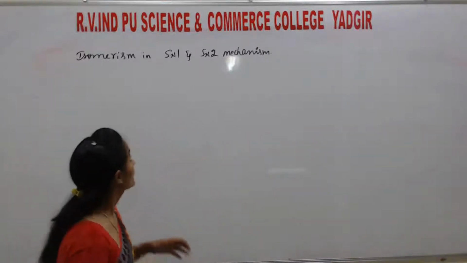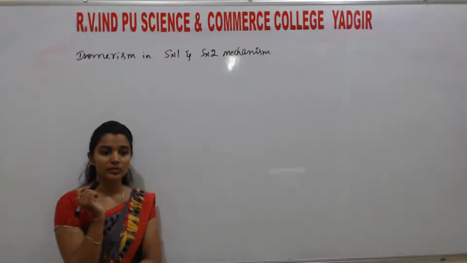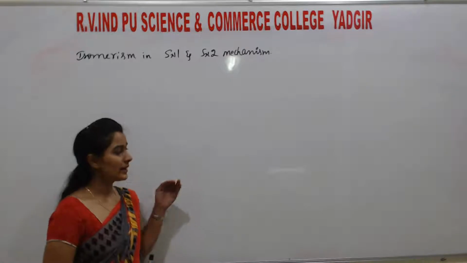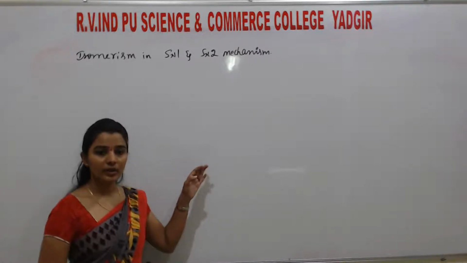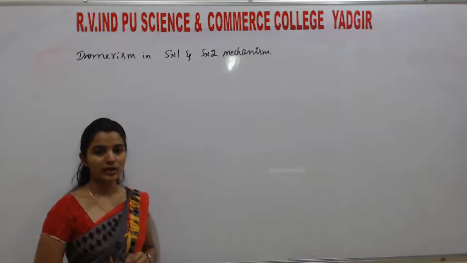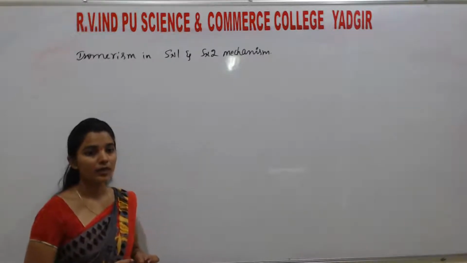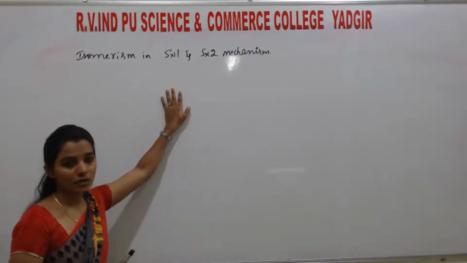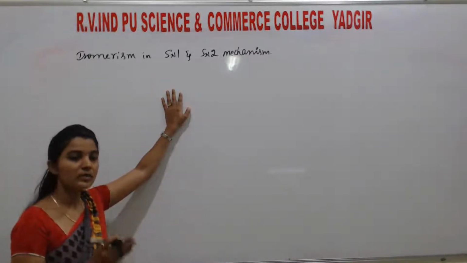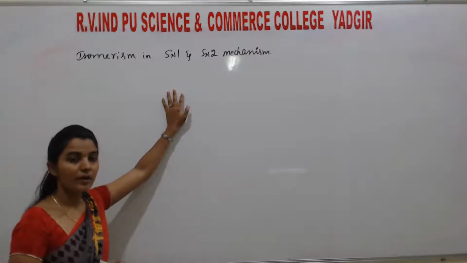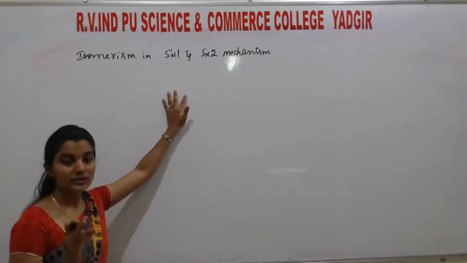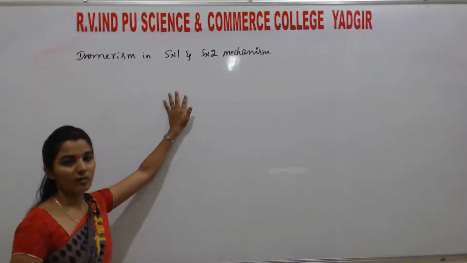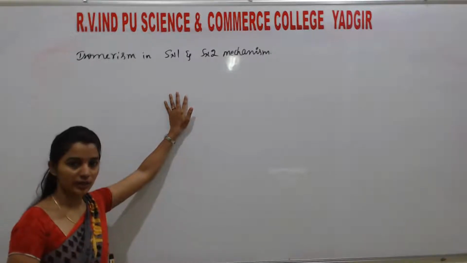So this is isomerism in SN1 and SN2 mechanism. You know what isomers means? The compounds having the same molecular formula but differing in their physical and chemical properties are called isomers. Next, in structural isomerism is the stereoisomerism. Structural isomerism means the compounds having the same molecular formula but different structures. Stereoisomers means the compounds having the same molecular formula, same structural formula, but the arrangement of atoms is different.